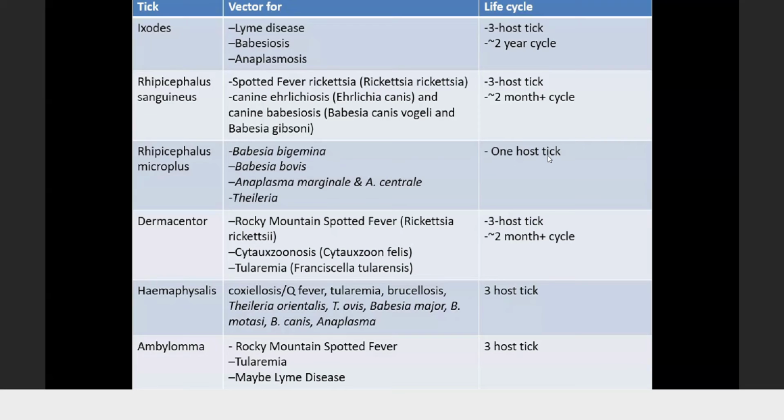And also it's very important for you guys to know which ticks are the biological vector and which ticks are the mechanical vector. So what's the difference between biological vector and mechanical vector? Maybe you can answer in the chat.